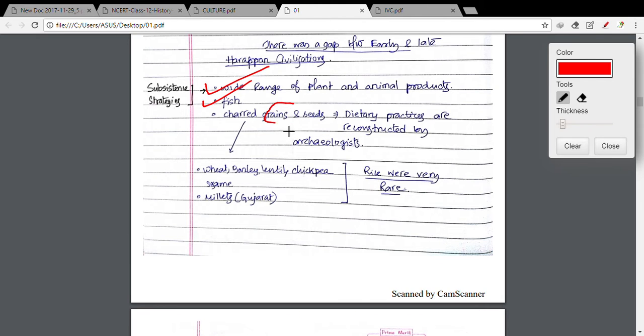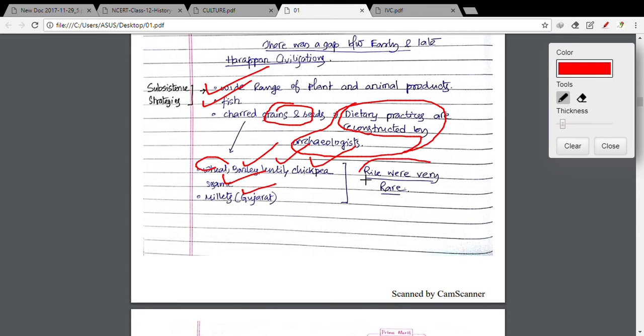Now the grains and seeds were there. The dietary practices are reconstructed by the archaeologists from the grains and the seeds that were used. Among the grains there were wheat, barley, lentil, chickpea, sesame, and millets. In the Gujarat region, rice was very rare. So people mostly lived on wheat, barley, lentil, and millets.